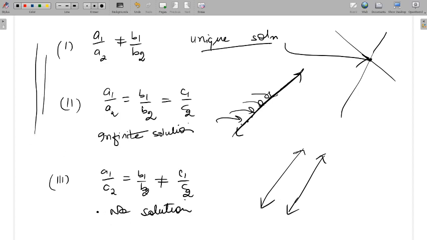So this is the concept of the solution of a pair of linear equations that you must know. With the help of some more examples, we'll see.